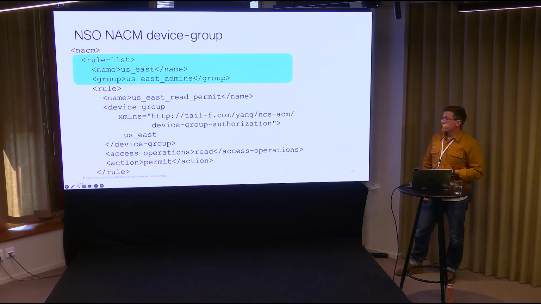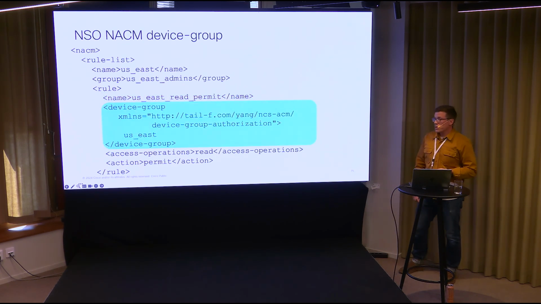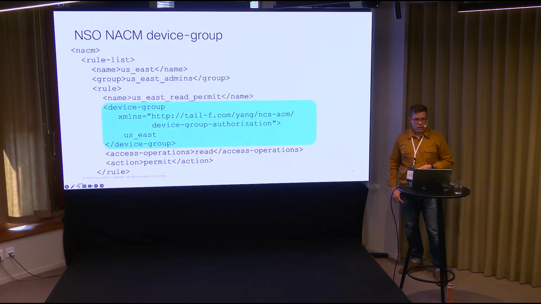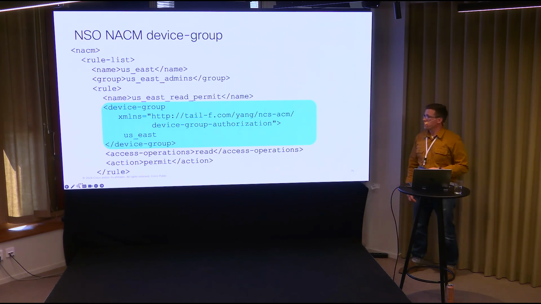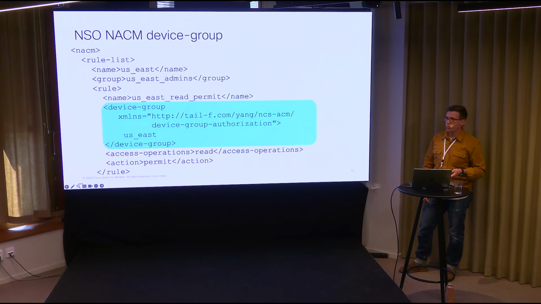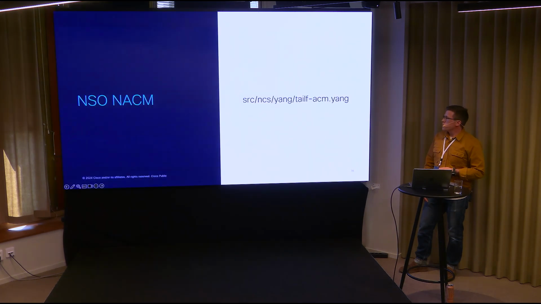Start with a rule list. So here we have a group called US East admins. They are permitted. And instead of having the RPC or the data node rule here, we have device group. So this is the new thing that came in NSO 6.1, which is kind of old now, but still. And then we refer to the device group that we created earlier. And we wanted to allow them to do reads here.